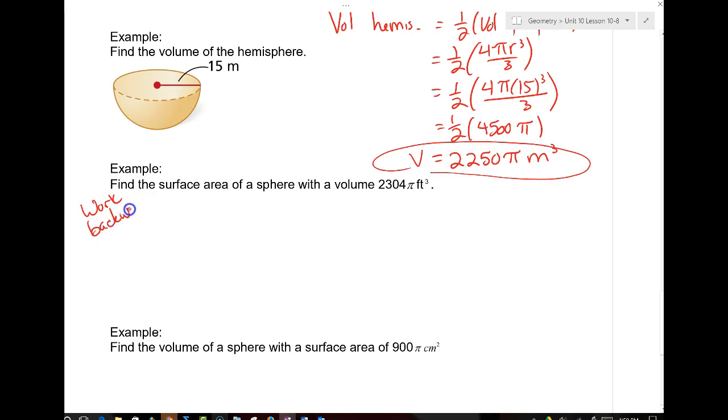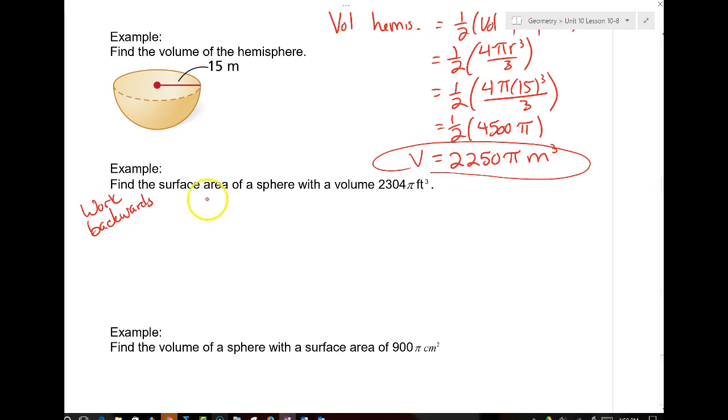When you work backwards, we know one of the end results, either surface area or volume, and we're looking for a missing part. Here it says, find the surface area of a sphere with a volume of 2,304 pi cubic feet. I know volume, but in order to solve for surface area, don't I need the radius? So do I have to work backwards to solve for the radius?